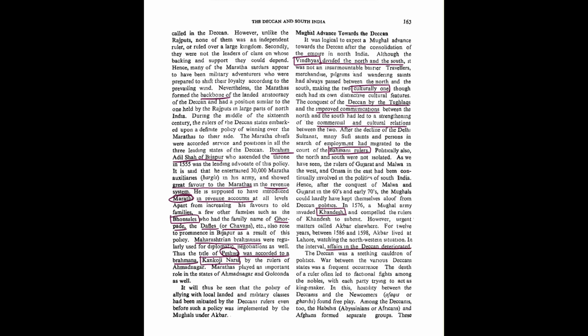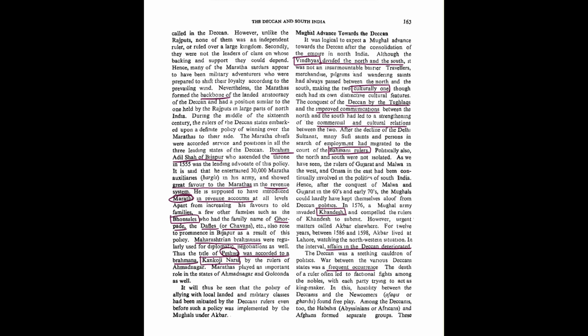Deccan was a seething cauldron of politics. A war between the various Deccan states was a frequent occurrence. The death of rulers often led to factional fights among the nobles, with each party trying to act as a kingmaker. In this hostility between the Deccanese and the newcomers, Afakis or Gharibs found free play.